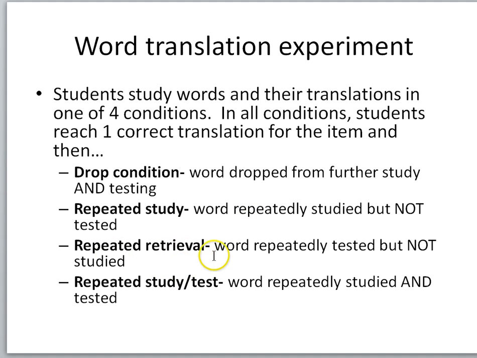In the repeated retrieval condition, the word is repeatedly tested but not studied. So you're no longer looking at the word and its translation. You're just repeatedly trying to retrieve the translation after just seeing the word, but you don't get to study anymore. And in the repeated study test condition, the word is repeatedly studied and tested. So the card is in the pile, and you get to look at the word and the translation and also test yourself on the word to see if you can retrieve the translation.